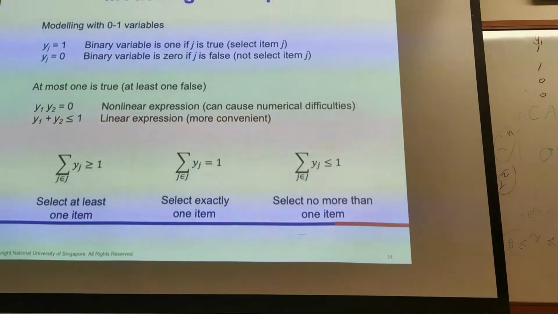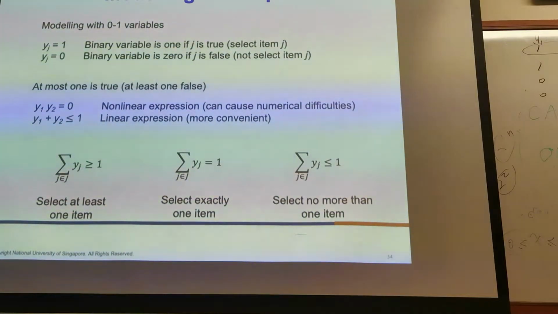Here you can write y1 multiplied by y2 equals 0, because at least 1 is 0. Or you can use y1 plus y2. Right, this case is 1, 1, which gives 2. So this should be smaller or equal than 1. But the option of both true is not allowed, because we want at most 1. So it must be smaller or equal than 1. So this is the modeling way.